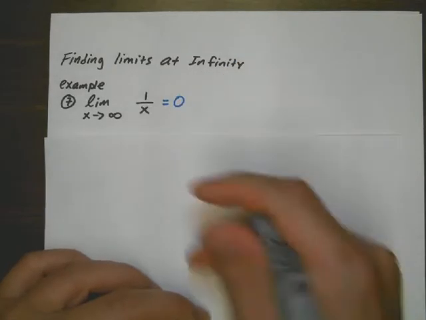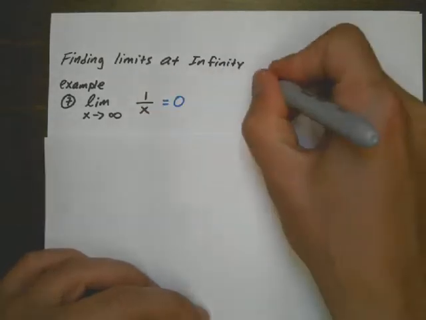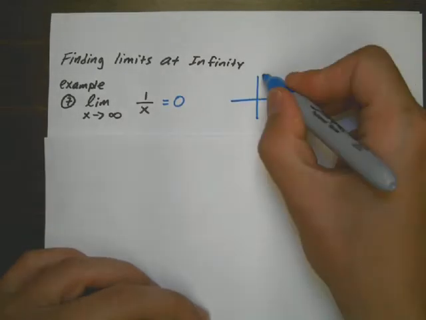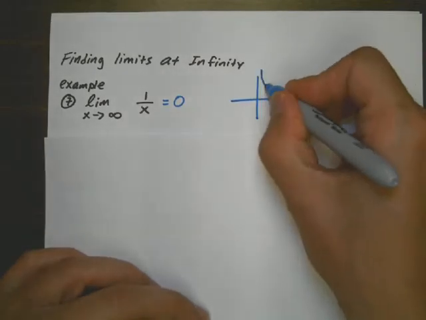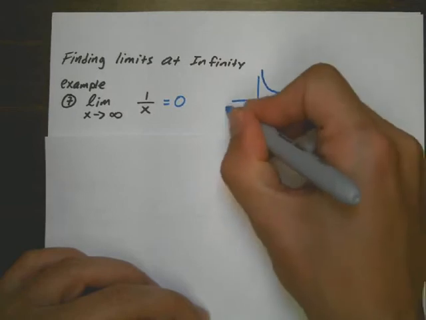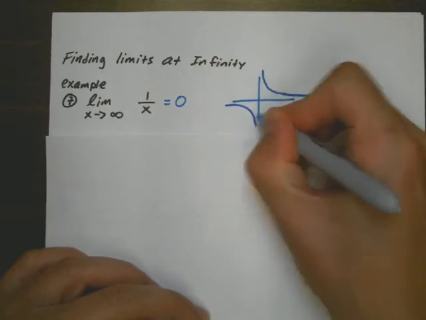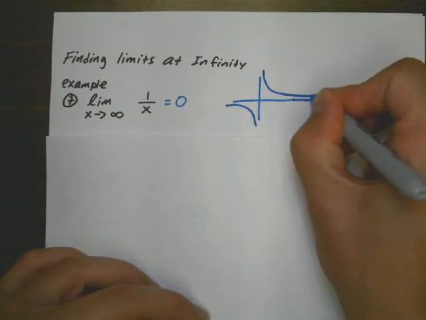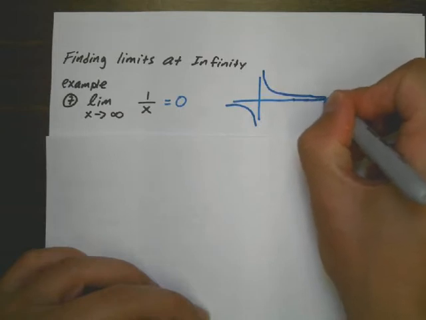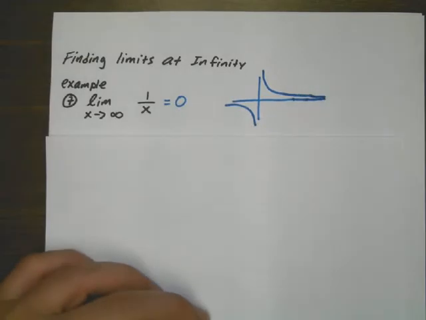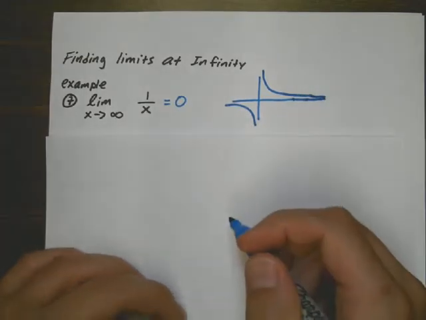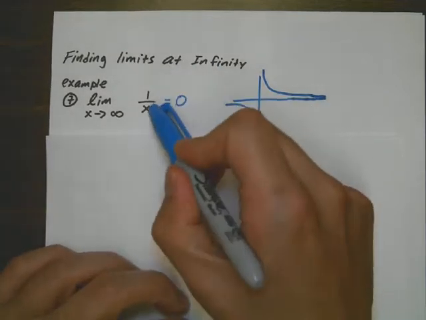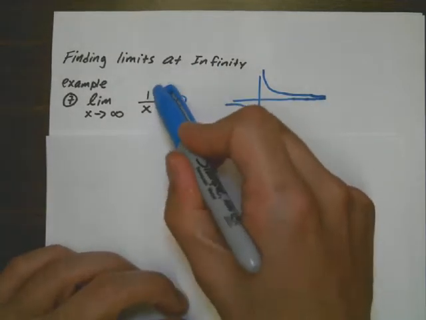You could also look at the graph of 1 over x. If you remember from your summer packet, the graph of 1 over x looks like this and like that. As I go towards positive infinity, it gets closer and closer to 0, and we say that limit is going to equal 0. It's the basic idea of letting the denominator get bigger and bigger, which makes the fraction smaller and smaller.